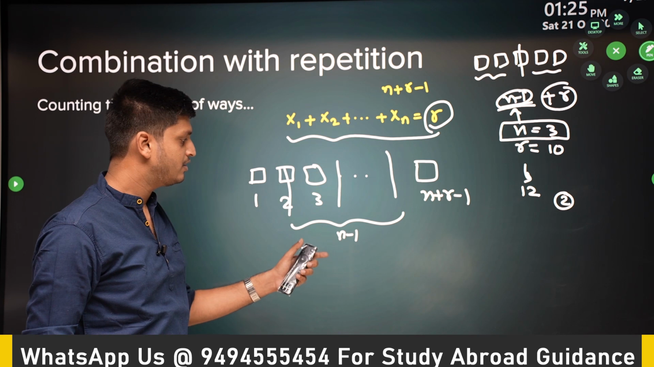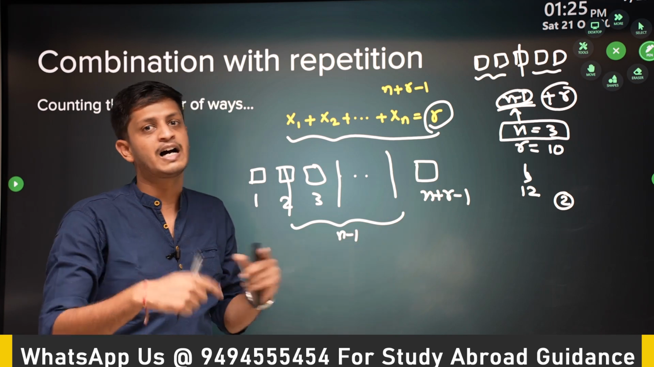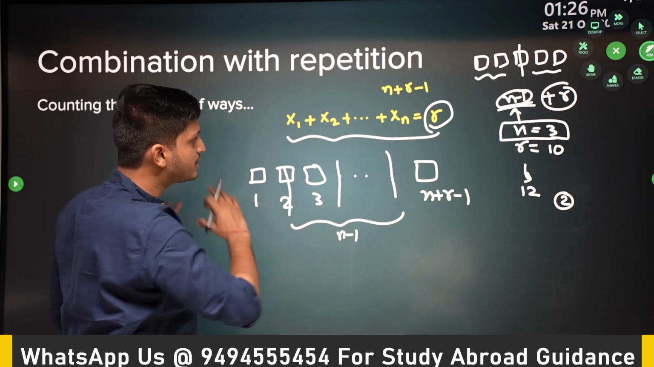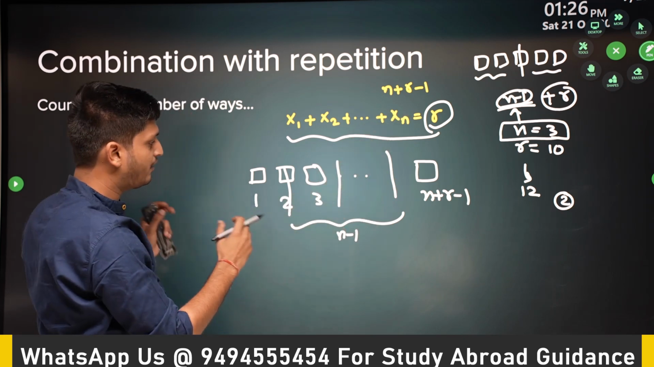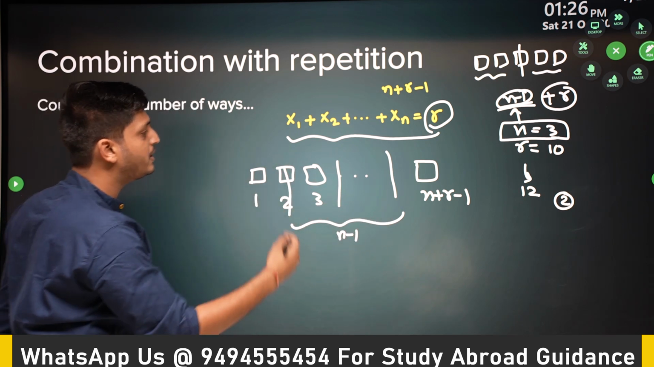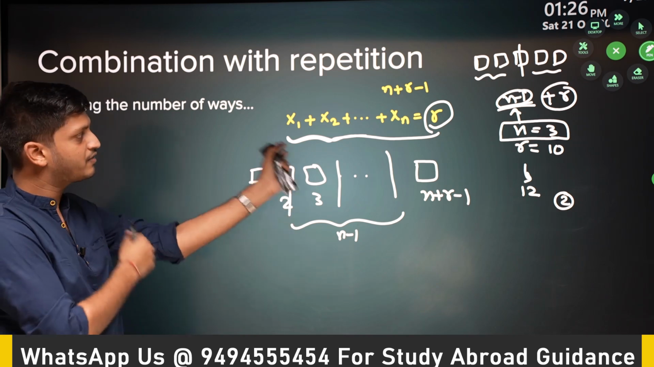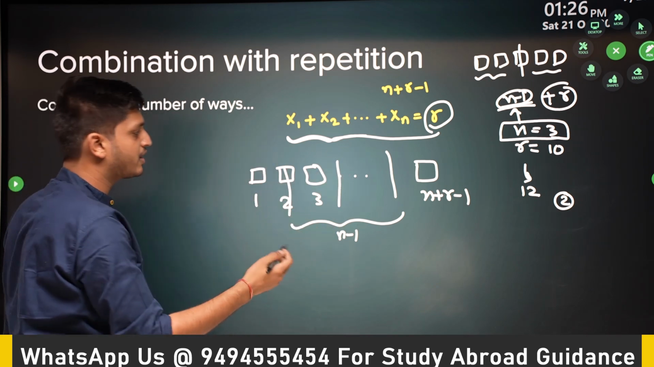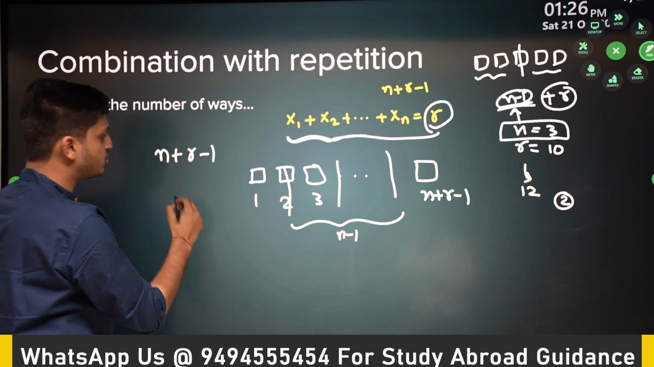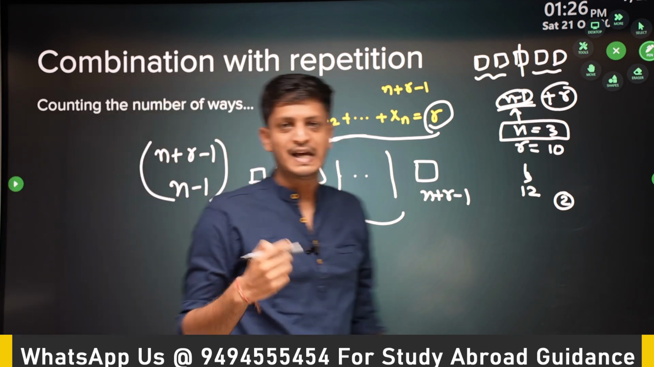So mathematically, you will have r boxes left. When you eliminate n minus 1 boxes out of these boxes, you will get r boxes left. So the total sum of all the elements will be equal to r. So you will have n separations and the total sum of separations will be equal to r. So that will be the number of ways in which you can find the values of x1, x2 up to xn such that they satisfy this equation. So how many ways can you do it? You have n plus r minus 1 boxes, and you have to choose any n minus 1 out of them. So n plus r minus 1 choose n minus 1.